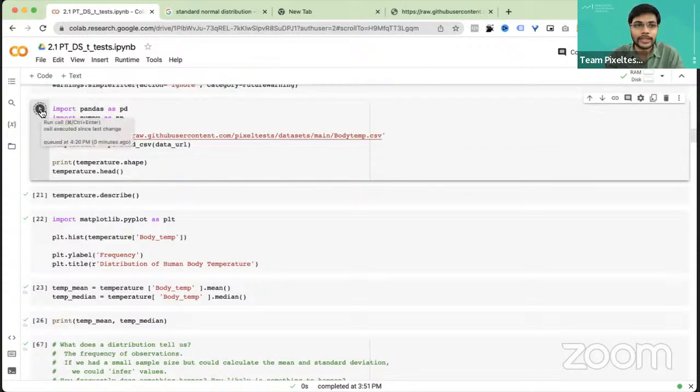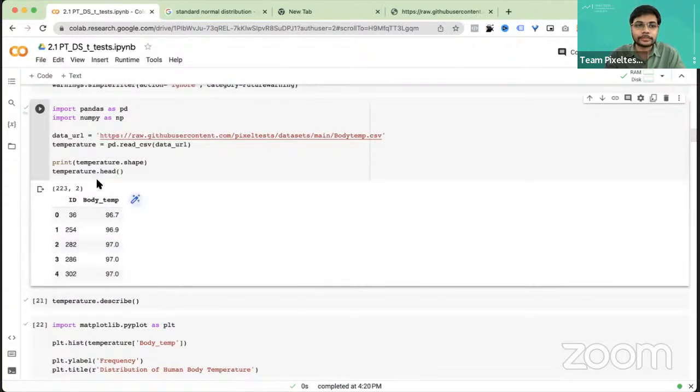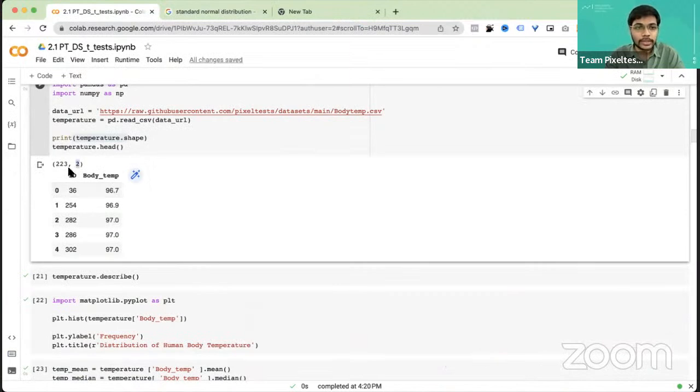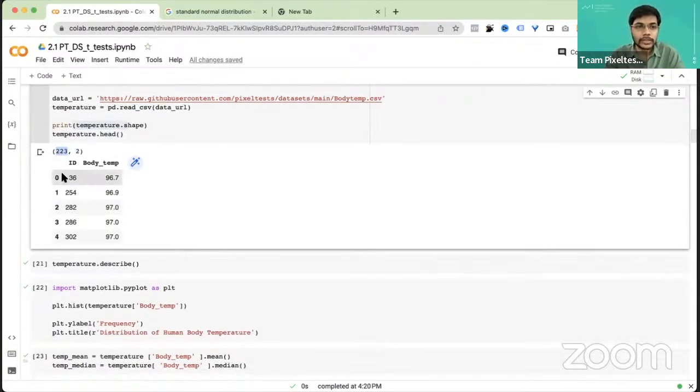So, not to worry. I'm going to run this. Now we can see that we have 223 observations, 223 rows, and 2 columns. Two columns is something we were able to understand from the data set. There are 223 people's temperatures that we got, and this is how the first 5 rows look.